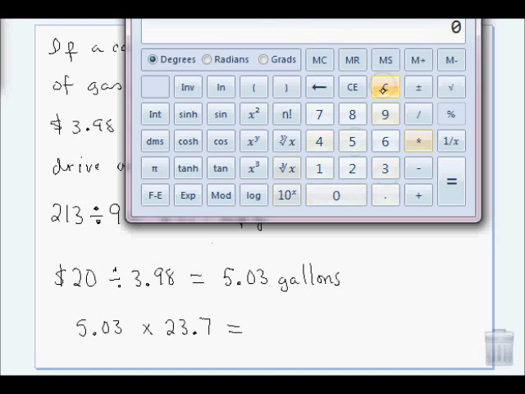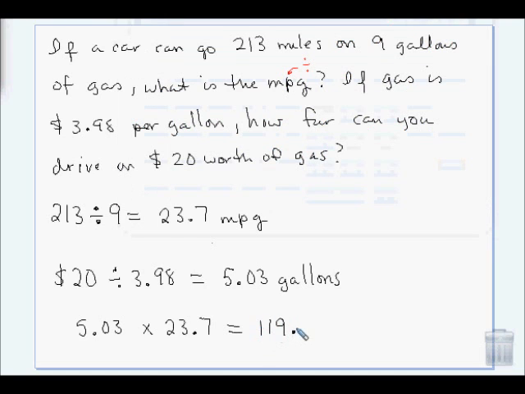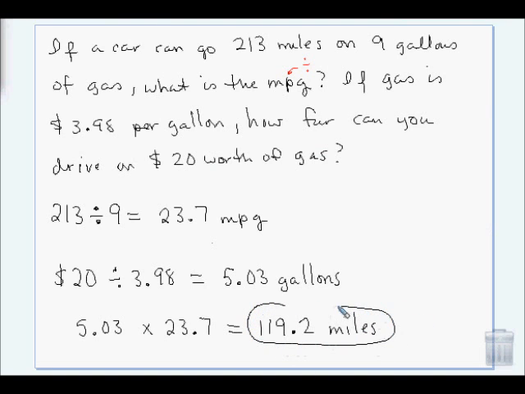Are we supposed to do that? And that tells me I can go 119.2 miles. Okay. I want that. Every day. What model was it again?